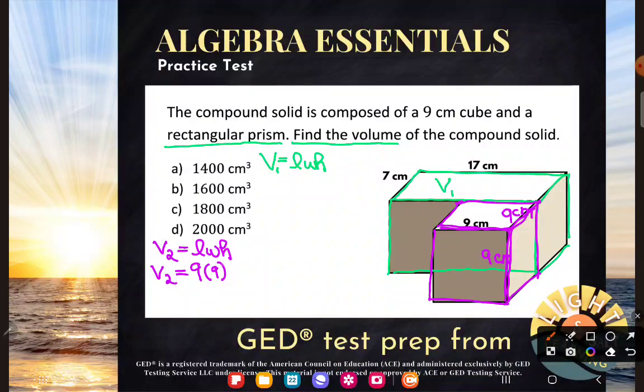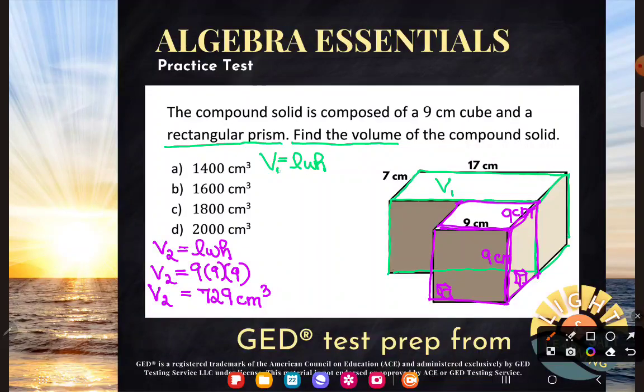So that's easy to find, the volume of the cube. 9 times 9 times 9 is 729 cubic centimeters. Volume is always measured in cubic units, meaning if I had to fill this up, I'd fill it with itty bitty little centimeter cubes. There you go. So that's the second one.